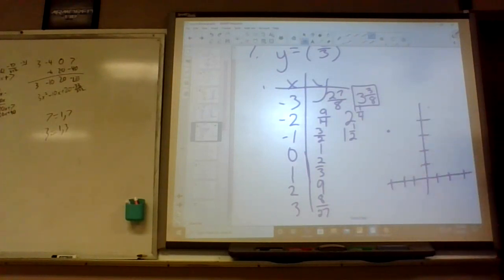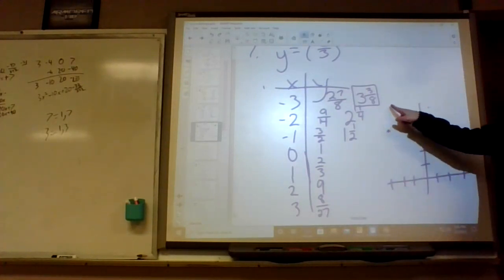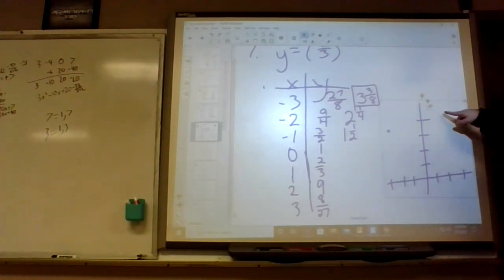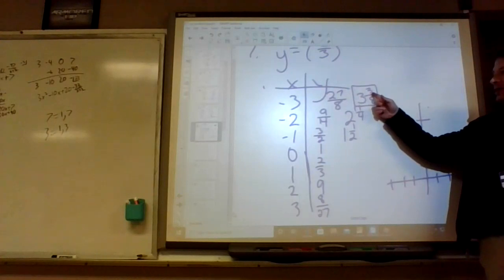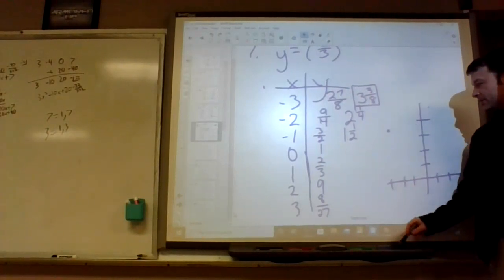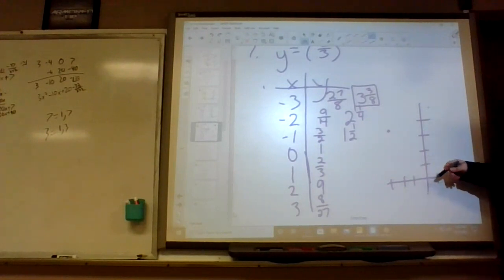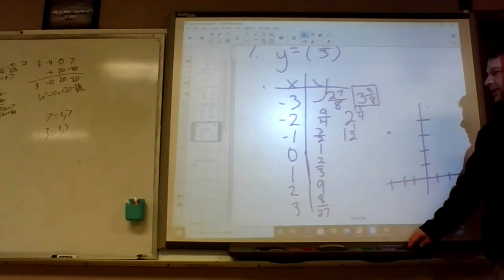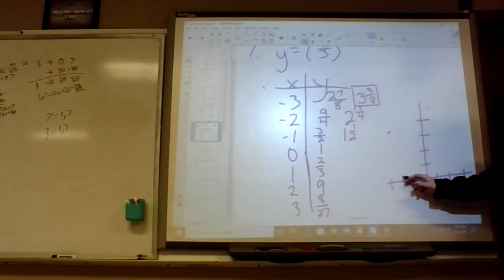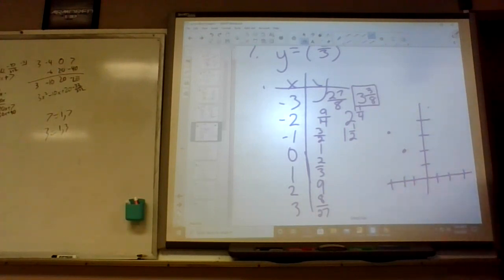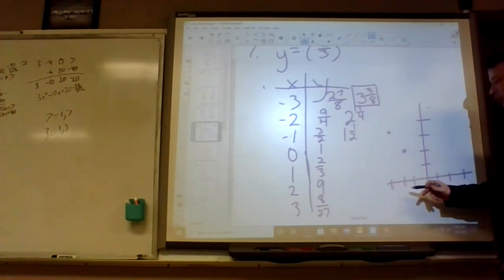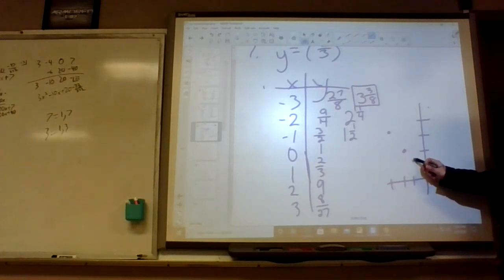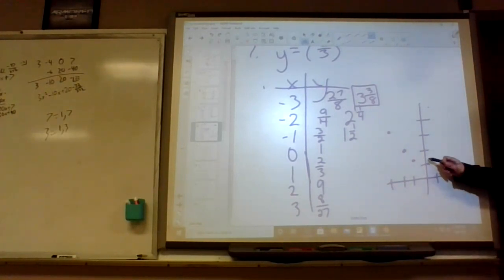My graph is kind of tipped over. I can cheat and fix that. A little bit less than 3.5. Yeah, 3/8 is less than half of 8, right? So 3 3/8 is a little less than half. Halfway to 4. My graph's not very pretty. There. Okay, -2, 2 1/4. Should be a little bit higher than that. -1, 1.5. 0, 1.